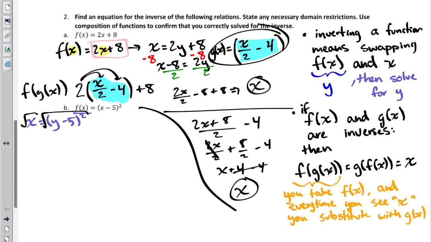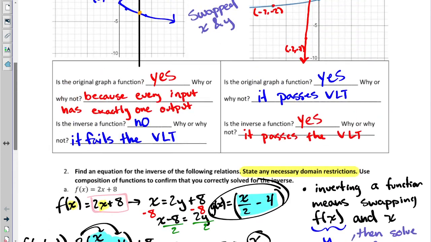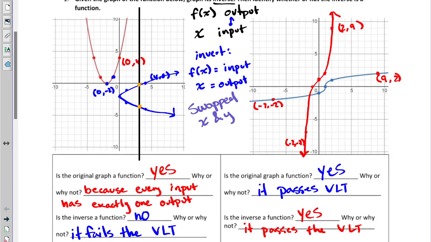And I get y minus 5 equals the square root of x. Okay. Now, here's where we have to recall something from the beginning of the unit. This thing says state any necessary domain restrictions. What does that mean? Well, take a look back at this original function.